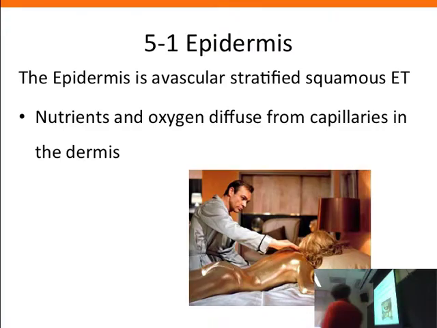All right. The epidermis is avascular. There is no blood in the epidermal layer. It's stratified squamous epithelium. Any nutrients that get to the stratum germinativum of the epidermis get there by diffusion from the dermis.